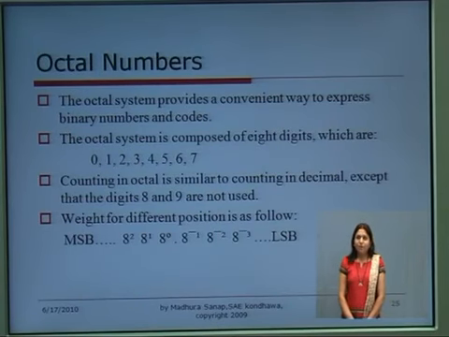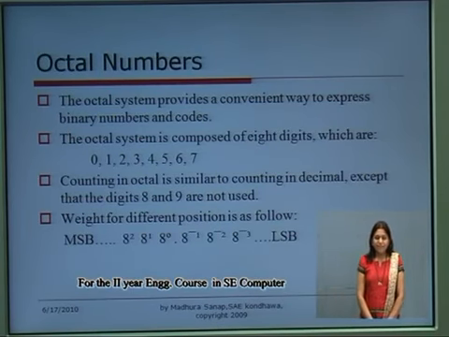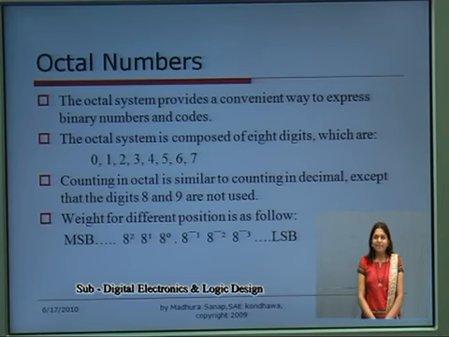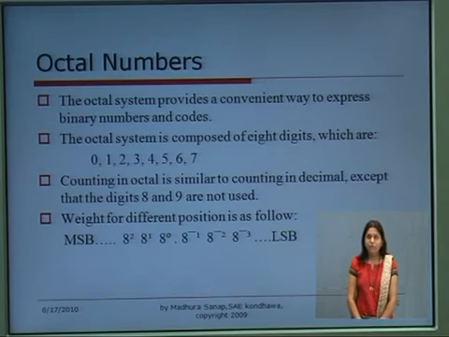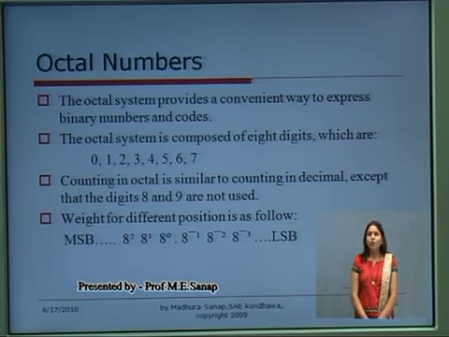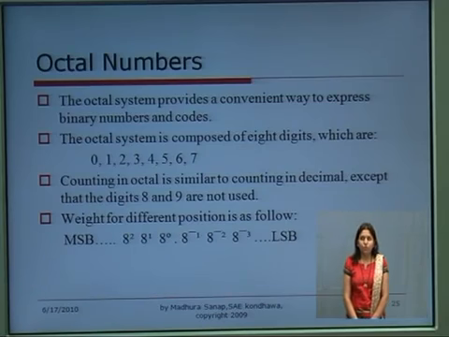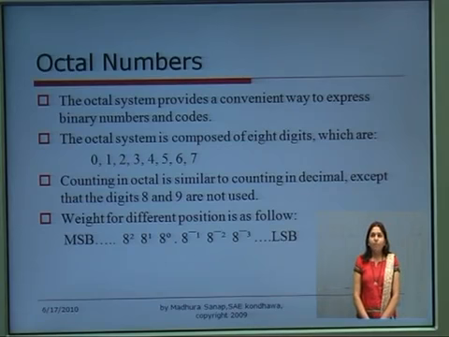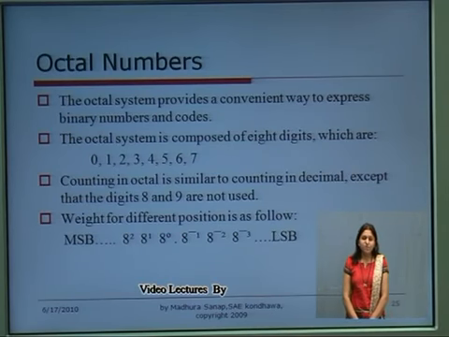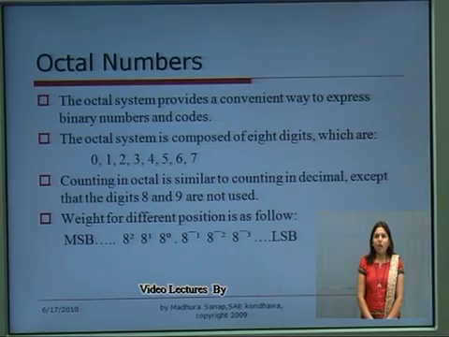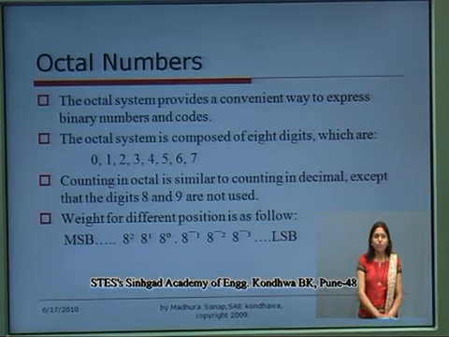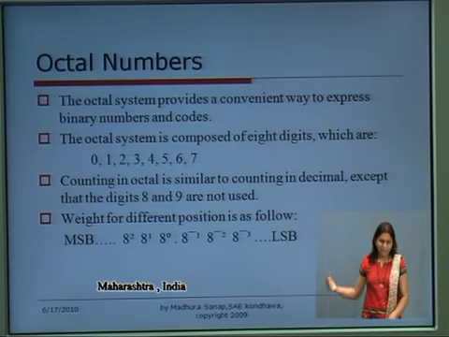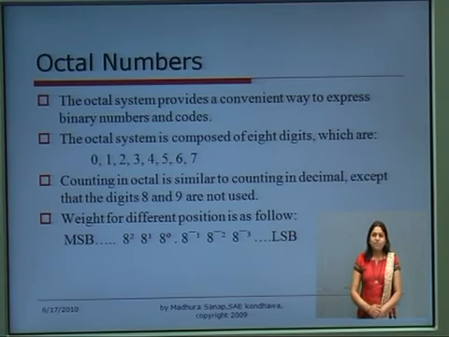Octal numbers. What is that? Simple thing. It counts from 0 to 7 and its base is 8. The octal number system provides a convenient way to express binary numbers and codes. Its counting is similar to decimal, but here 8 and 9 are not present. It means whatever you count in octal is always from 0 to 7, then 10 to 17, 20 to 27, like this. Representation is the same.